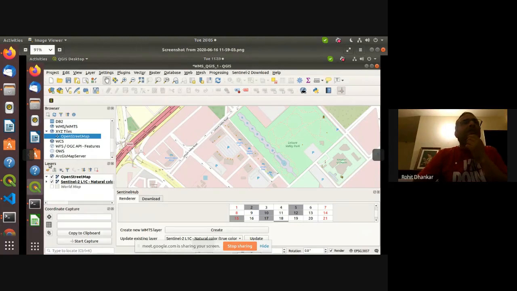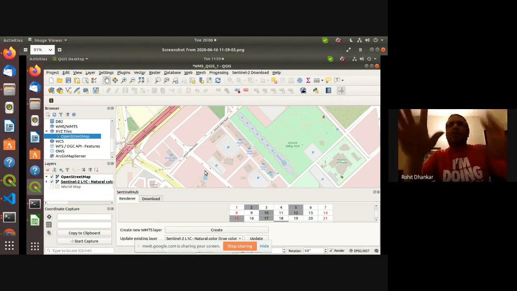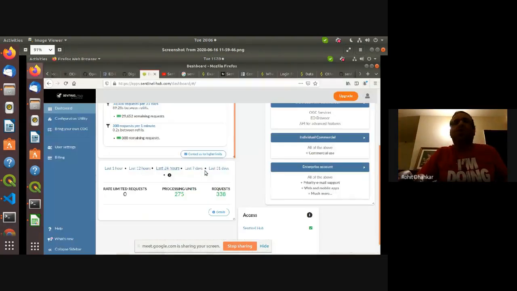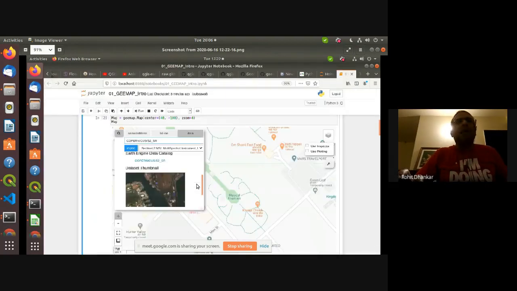And if you see on the left side under layers over here, it says OpenStreetMap and Sentinel. If I were to plot the Sentinel on top of this OpenStreetMap, then immediately it will show me exactly that location. It doesn't show much intelligent stuff. And while I've done that, my requests have gone from 111 to 338 on this. I'm getting about 30K requests for 31 days for free. That seems decent enough for something like Sentinel.